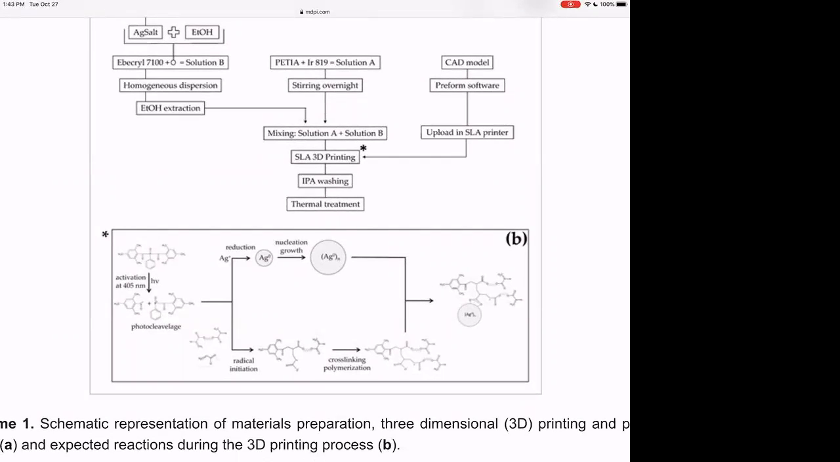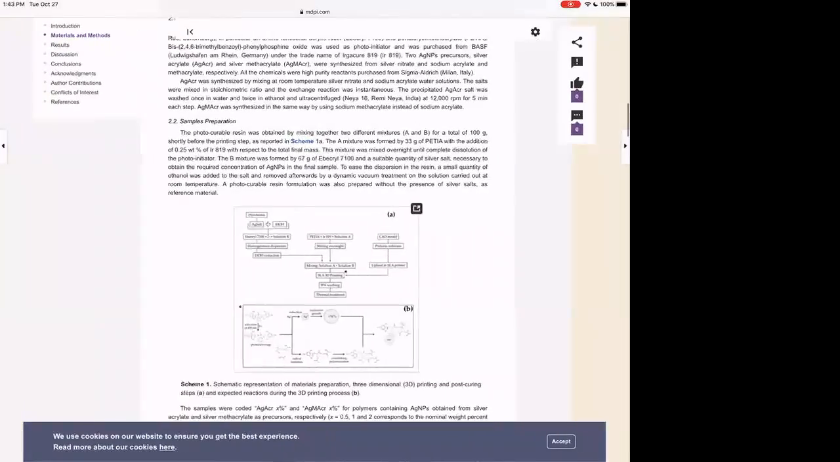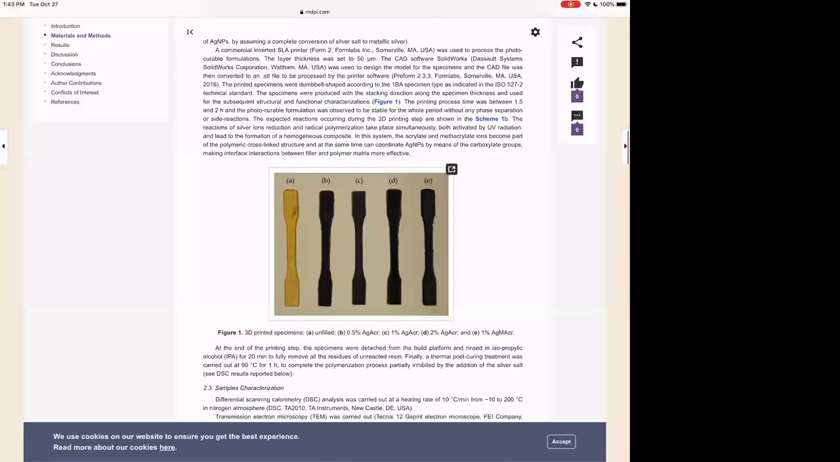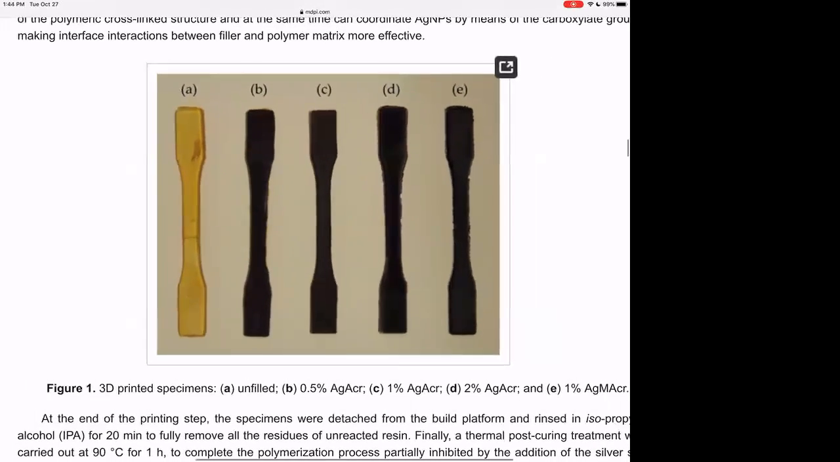In this case, without the silver salt, this is just a standard SLA resin. And so you get something that looks like a standard SLA material in the A sample there. That's just business as usual. But as you put in this silver salt that reduces to silver nanoparticles in situ, you get samples B through E with various levels of silver salt in them.